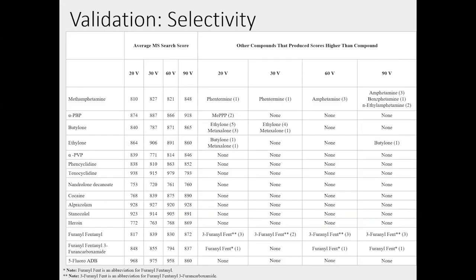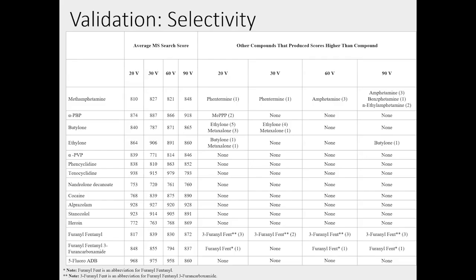So for selectivity, we basically looked at different types of compounds and compounds that had other isomers, and we saw whether or not we would get scores that were higher for a compound that was not in the mix. So it worked as expected. We did see instances where another drug matched higher than the compound that we had, which is what we expect with compounds like methamphetamine that fragment pretty similarly. But it was able to differentiate between drugs like cocaine and scopolamine that are structurally not as similar.